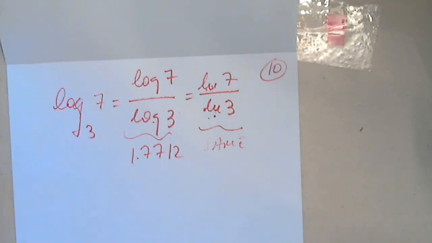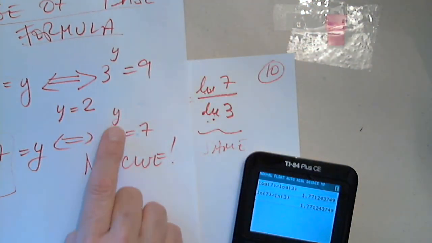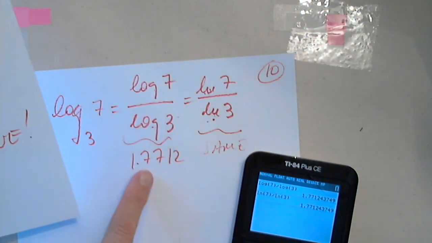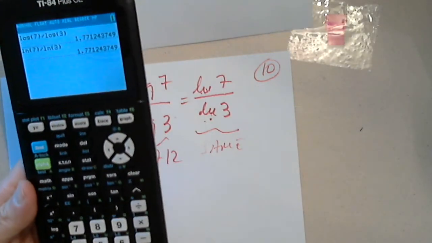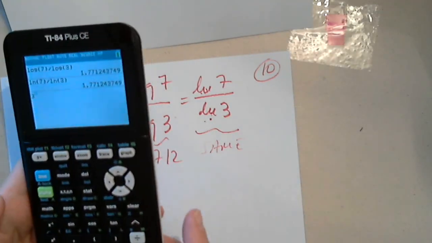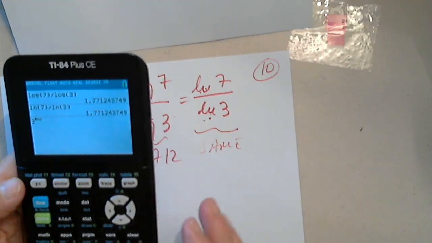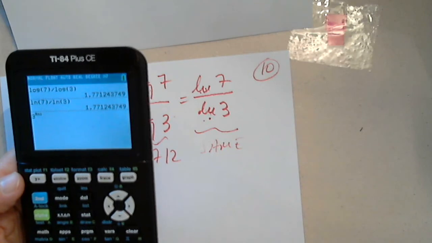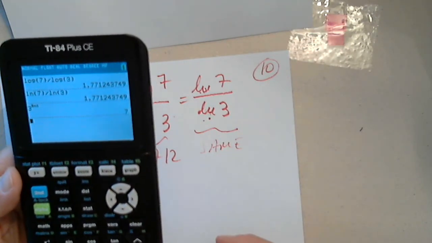How do I check my answer? Here's how I check my answer right here. 3 raised to this number has to equal 7. Let's check. 3 raised to, I'm going to call that number second answer. I want the whole number. I don't want to truncate it because I'm not going to get the exact 7. When I click enter, I have to get 7.